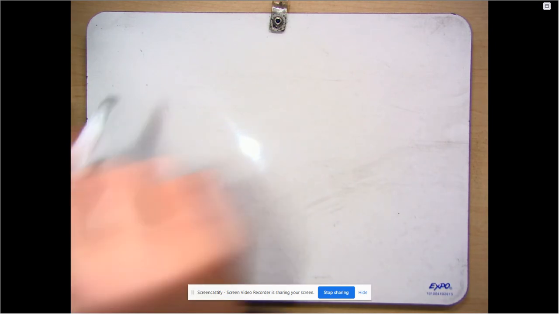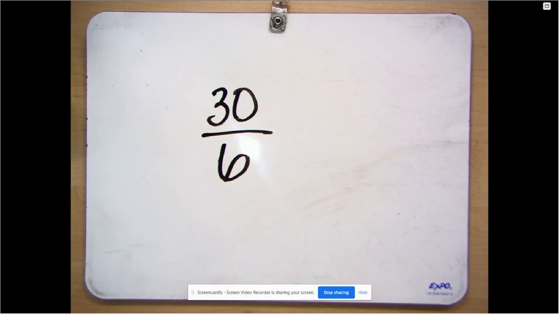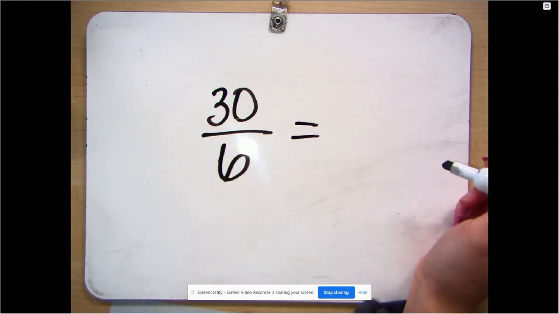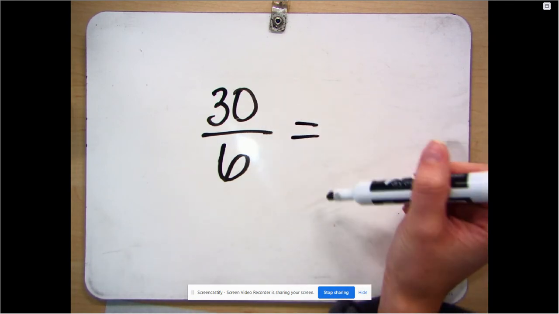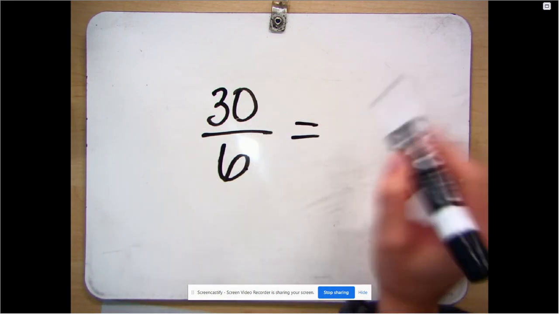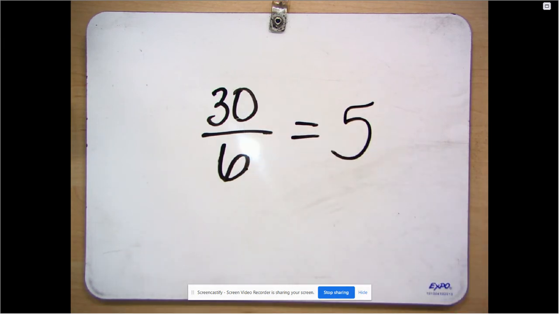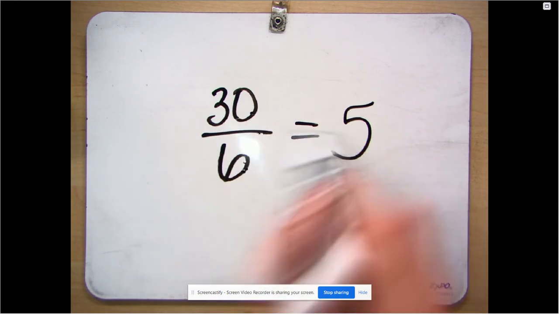Okay. I want to know, what is this fraction equivalent to? I want you to just think about that. Do you remember that fractions are all about division? And if the denominator can go evenly into the numerator, then you have a whole number. So what times 6 gets me 30? 5. So 30/6 is equivalent to 5. Does that make sense? 6 times 5 is 30, or you can say 30 divided by 6 is 5.